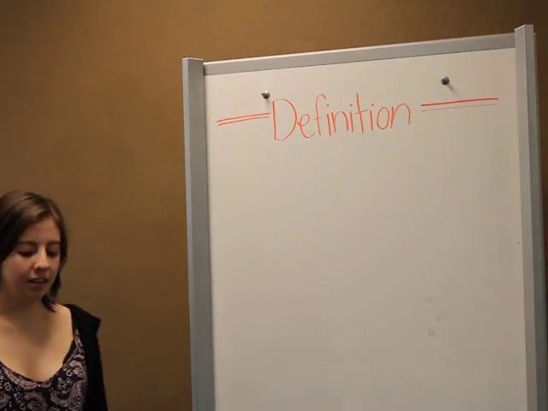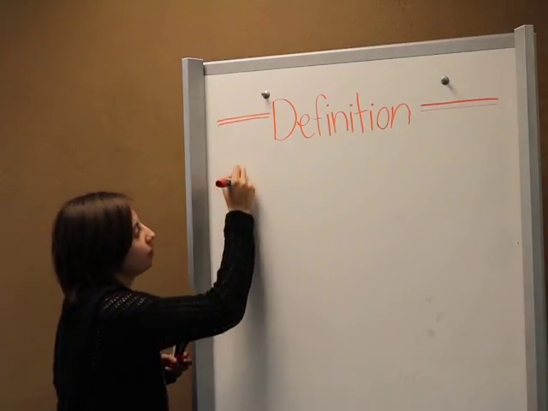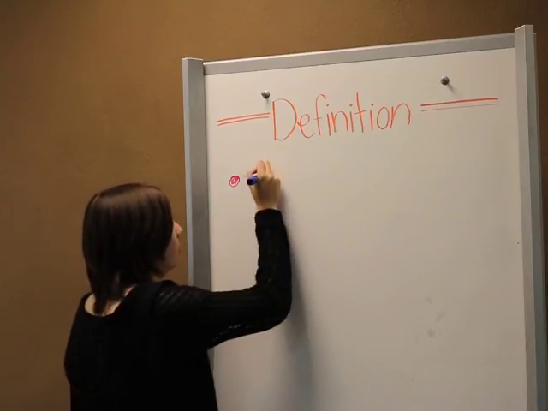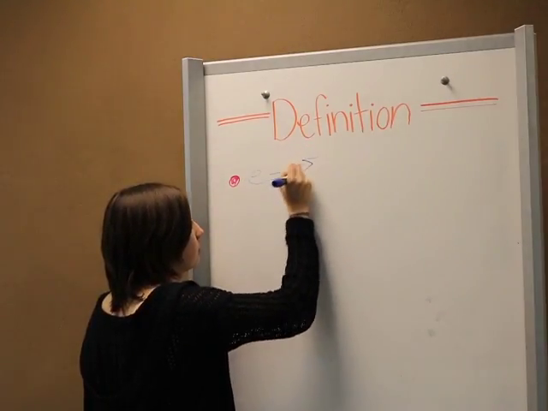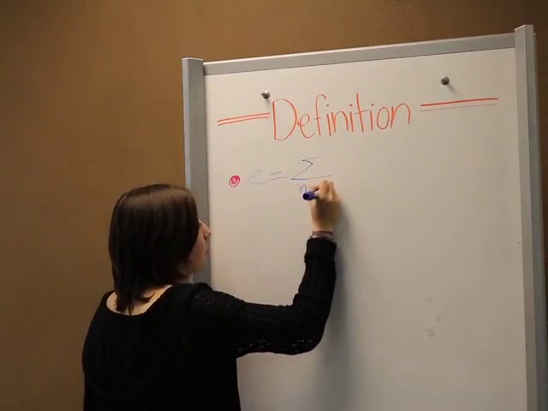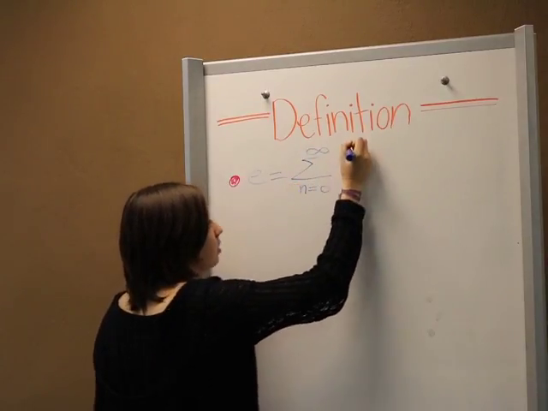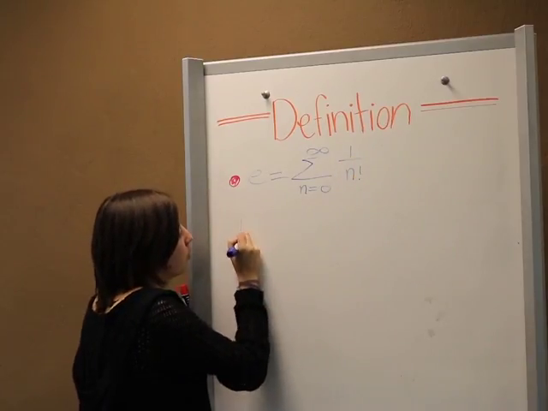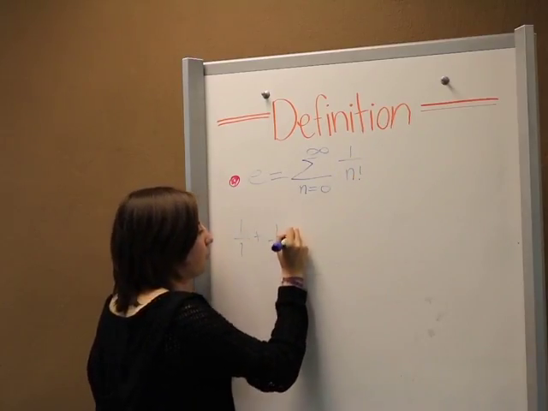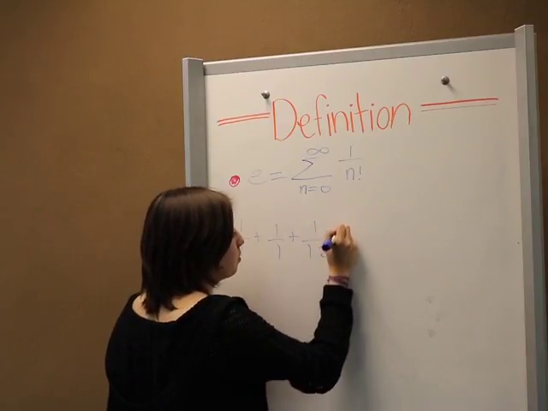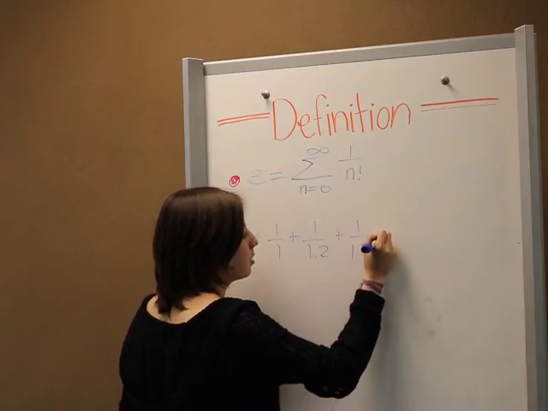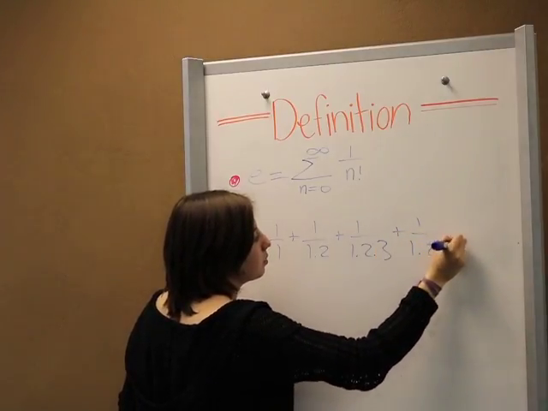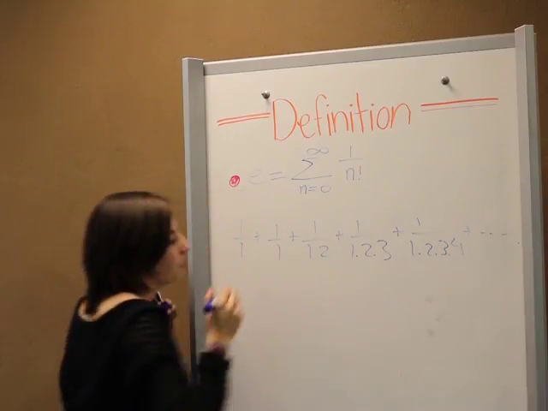Another definition of E is that it is the sum of the infinite series. It means E equals the sum, beginning at n equals 0 and tending to infinity, of 1 over n factorial. This means 1 over 1 plus 1 over 1 plus 1 over 1 times 2 plus 1 over 1 times 2 times 3 plus 1 over 1 times 2 times 3 times 4 and so on.